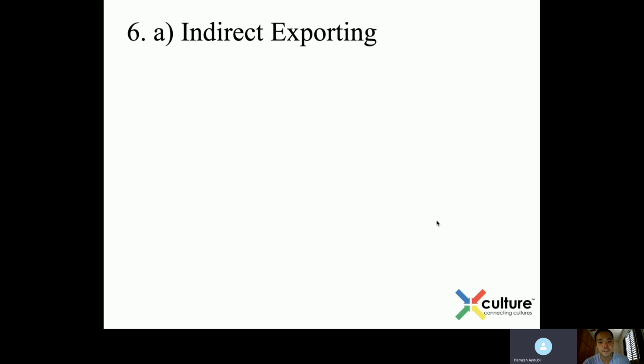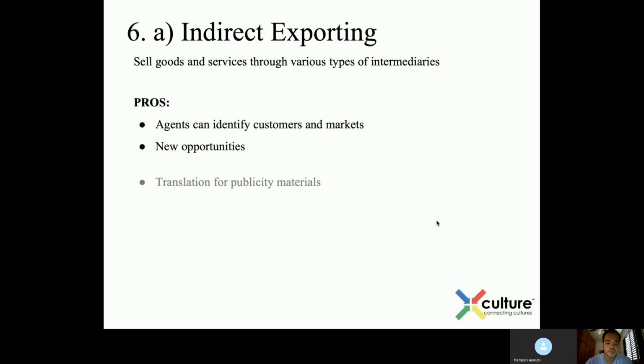The first is indirect exporting. It works through various types of intermediaries. The most common is to hire a commission agent that gains a percentage only when they sell. It's good for the company because this agent has the know-how of the target market.